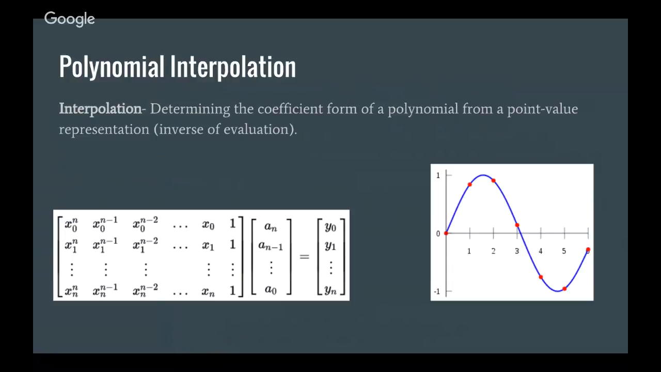Now here's a visual representation of point value representation of a function, where the points here are the red dots on the function. On the left side of this image, we have a matrix of points, and then another matrix of the polynomials. I'm sorry, the coefficients. And then on the right side is the function.